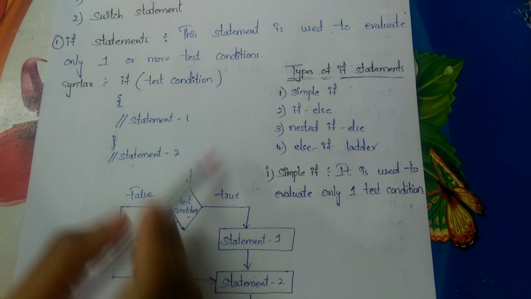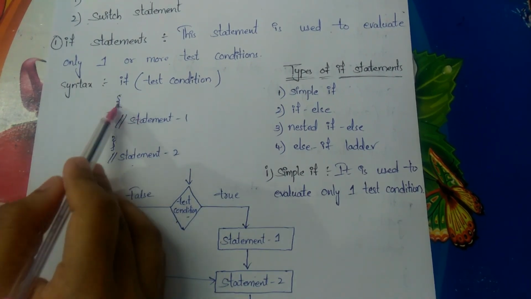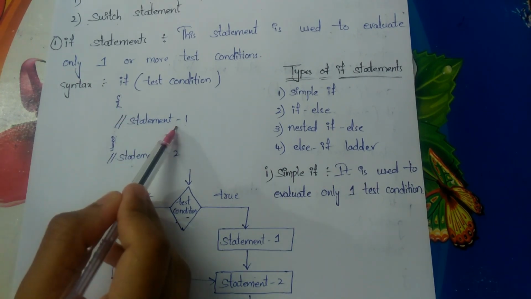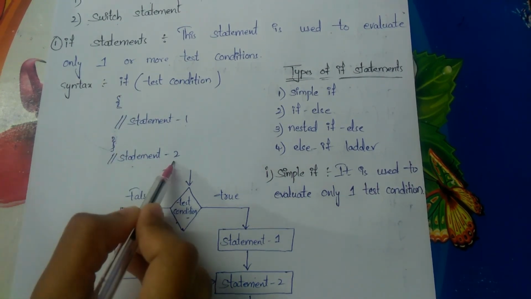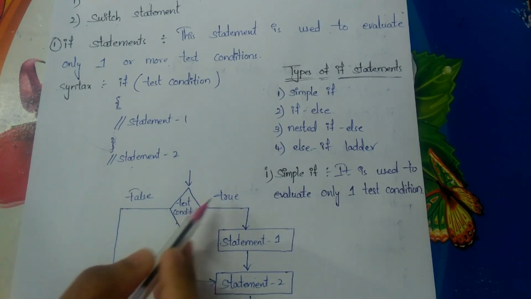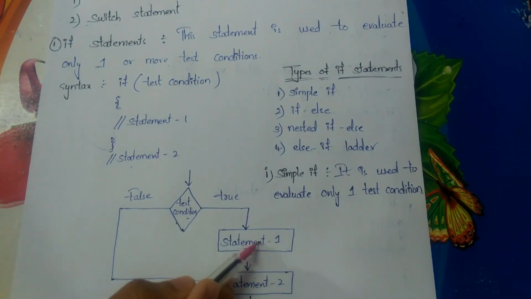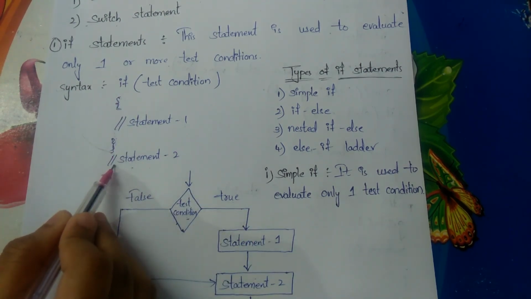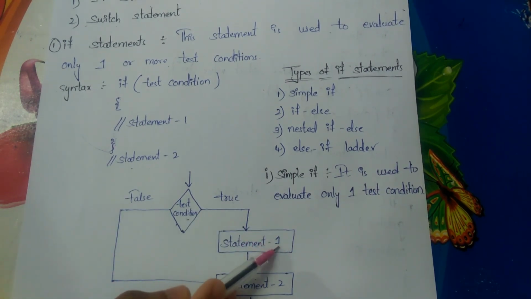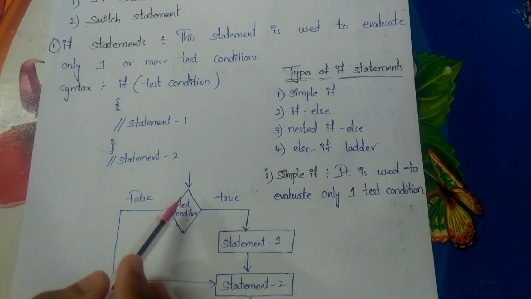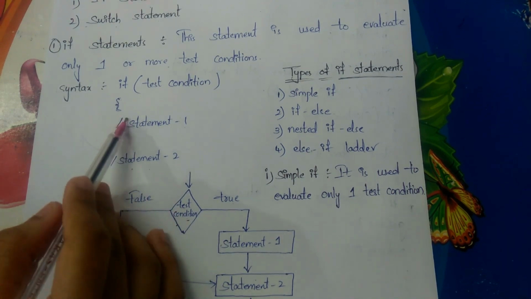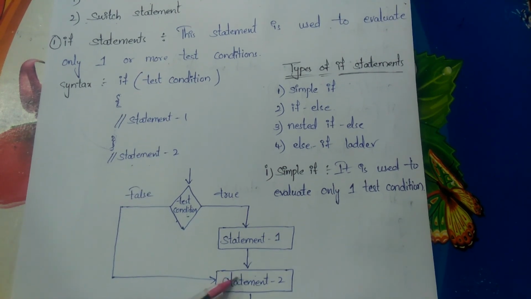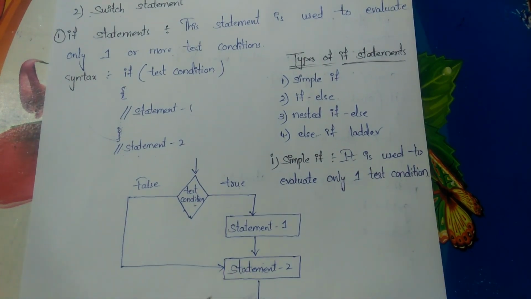If the test condition is false, then it does not execute the block statements, and directly goes to statement 2. Whenever the test condition is true, it executes statement 1, because statement 1 is within the if block and statement 2 is outside of the block. After executing statement 1, statement 2 will be executed. If the condition is false, it does not execute statement 1 and directly goes to statement 2. So this diagram depicts the simple if.